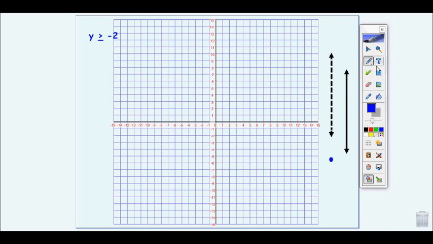We have another very special one. I think this is our last one for equations. So y is greater than or equal to negative 2. If I only have a value for y, then y is going to be at negative 2. All my y's are going to be at negative 2.